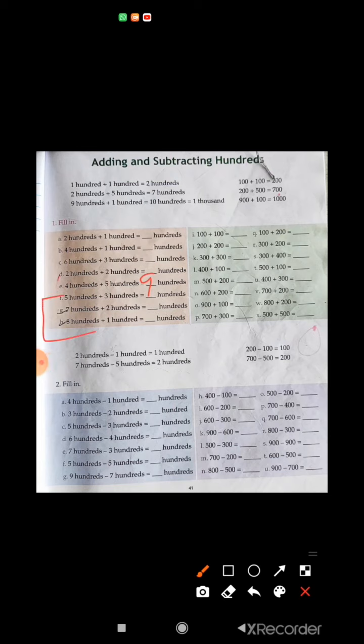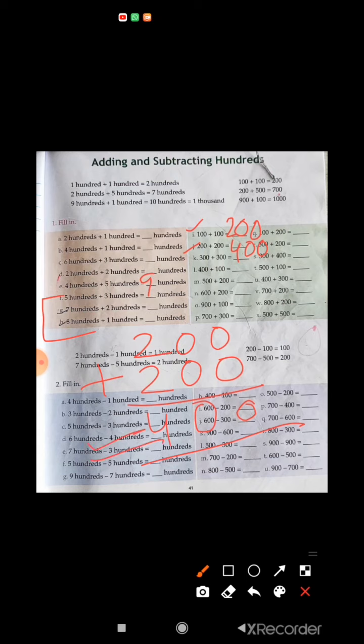Now come to I part, 100 plus 100, 200. J part, 200 plus 200, 400. You can add these together like this also. 200 plus 200. Now add the ones, 0. Add the tens here, 0. Now add the hundreds, 4. Answer is 400. That means the answer here is 400.